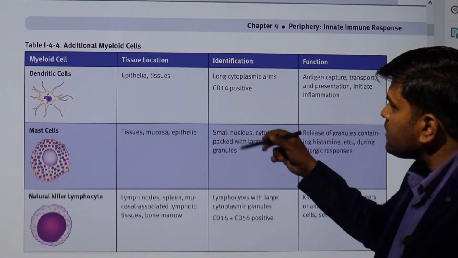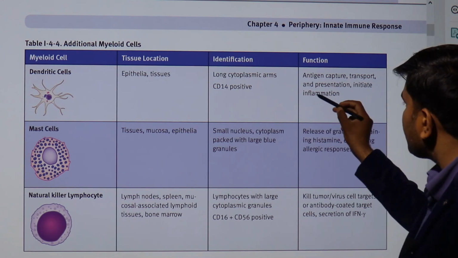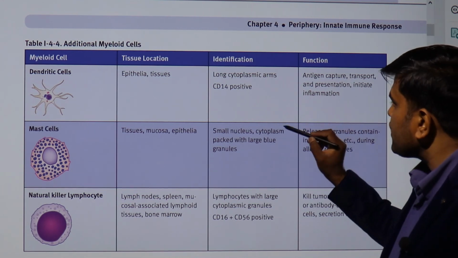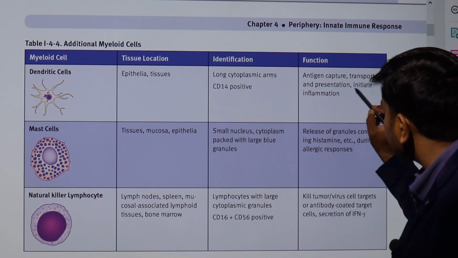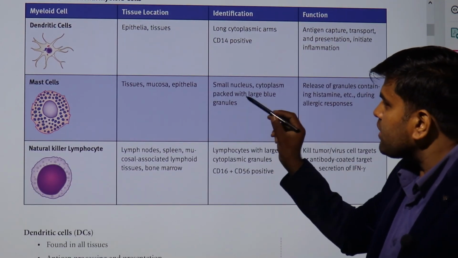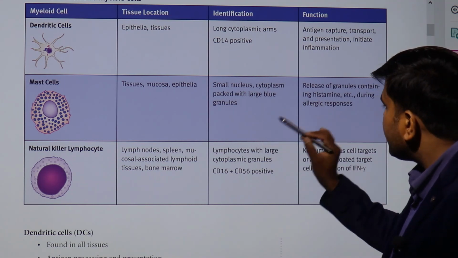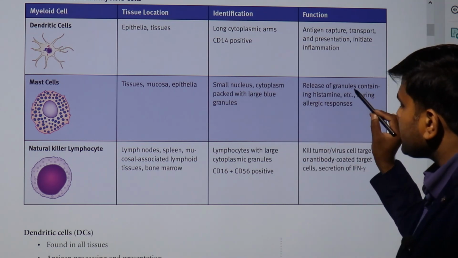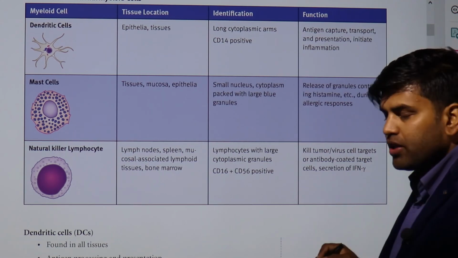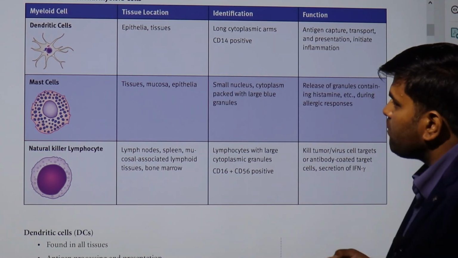Dendritic cells are present in the epithelial tissue. They are all CD14 positive, with antigen capture, transport, and presentation. They are antigen presenting cells, so they will capture the antigen, transport, present, and initiate the inflammation. The mast cells are present in the tissue, mucosa, and epithelial cells. They have a small nucleus and cytoplasm packed with large blue granules. They release granules containing histamine during the allergic response, and this histamine causes vasodilation and a fall in blood pressure.